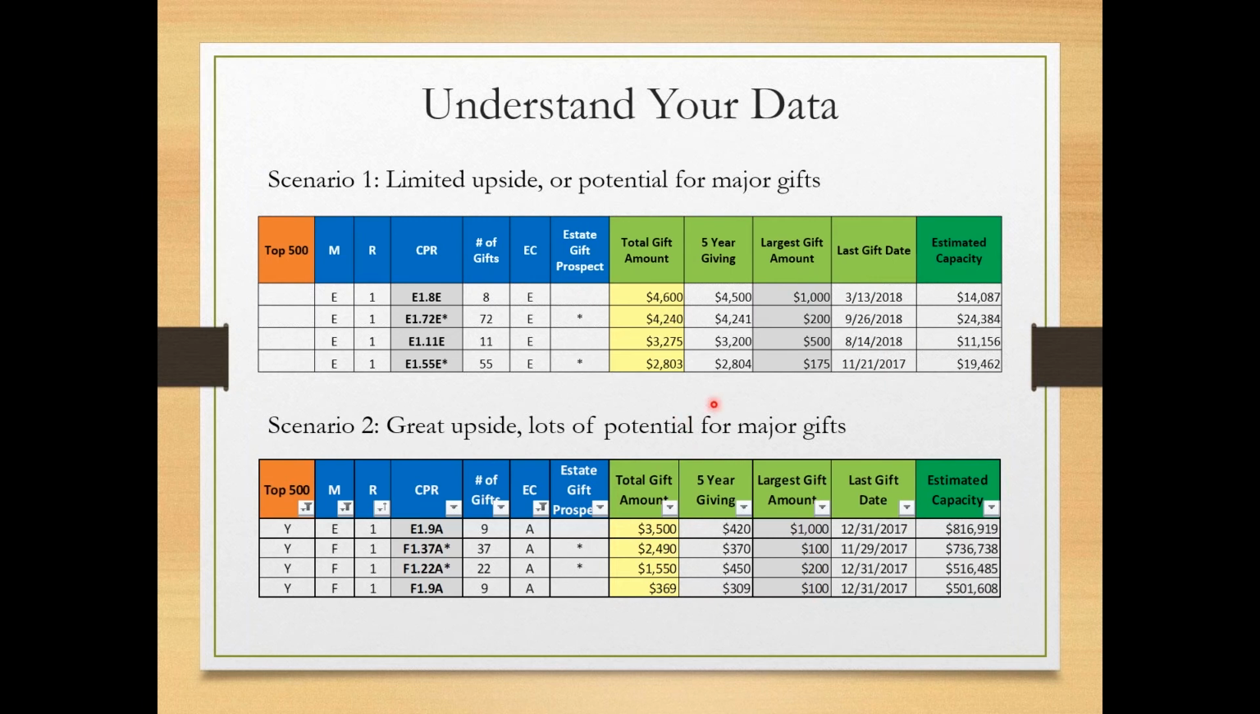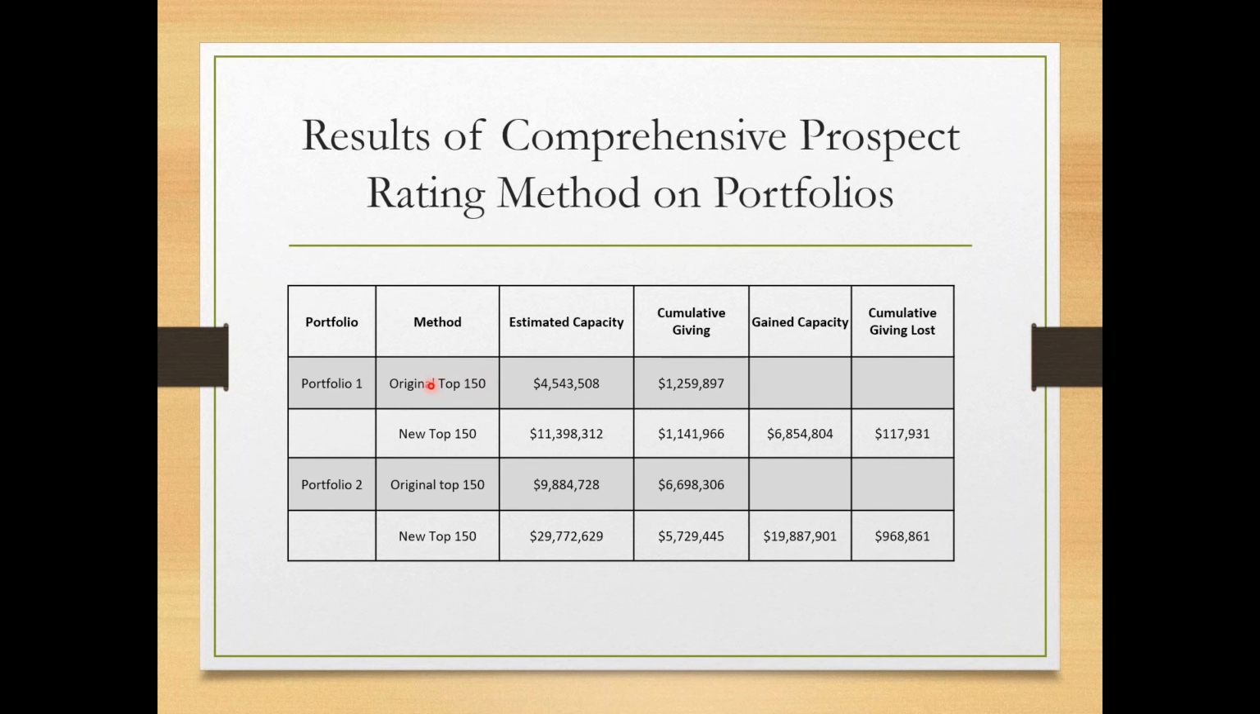And to show you how this impacted the portfolio, let's take a look at this next slide here. When I used the original sort method on the first portfolio, the top 150 prospects had an estimated capacity of 4.5 million, cumulative giving of 1,260,000. But once I got out of those AAs, ABs, Bs, BCs in terms of overall cumulative giving versus their inclination or capacity to give, I started coming into those E capacity donors that were E givers.